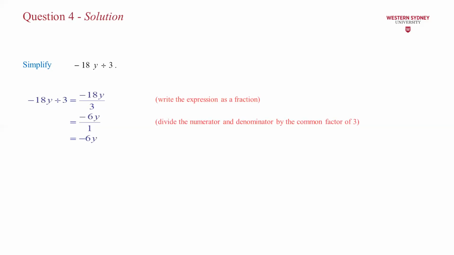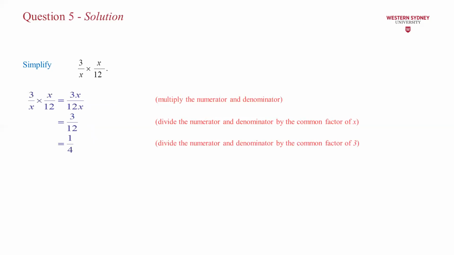Question 4. Minus 18y divided by 3. Again, write the expression as a fraction. We can't cancel any algebraic terms because there are no algebraic terms on the bottom. We can cancel 3 into the 18 and 3 into the 3, which gives us our answer of negative 6y.